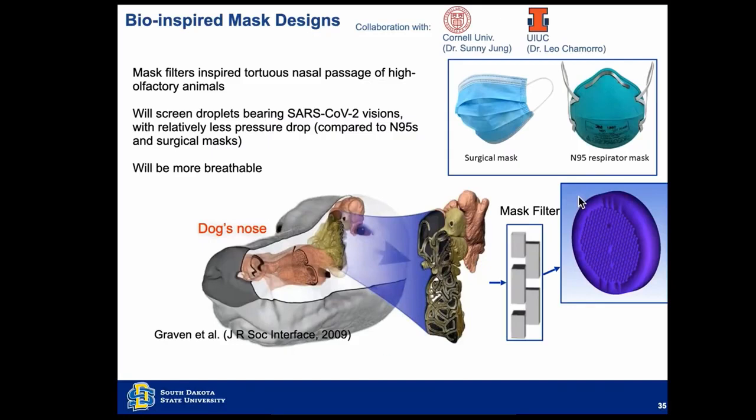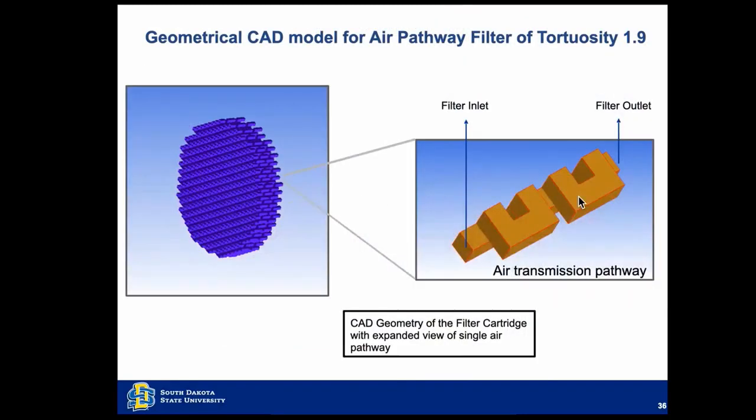And in terms of the pressure drop, that is a measure of the breathability of the mask. Our main goal is to make sure that the pressure drop through these filters is lower than what we have, for example, from the N95 masks. And that would imply in qualitative terms that the mask is going to be more breathable than the most advanced face coverings that are out there. So this is a sample design of the filter pathway. We used a tortuosity value of 1.9.